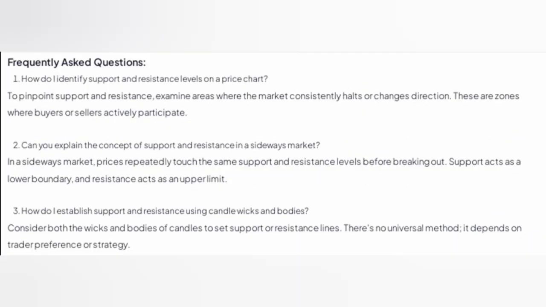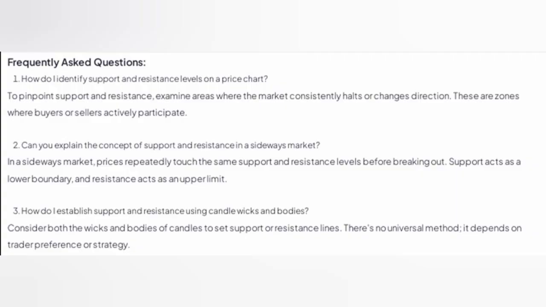Frequently asked questions. How do I identify support and resistance levels on a price chart? To pinpoint support and resistance, examine areas where the market consistently halts or changes direction. These are zones where buyers or sellers actively participate.